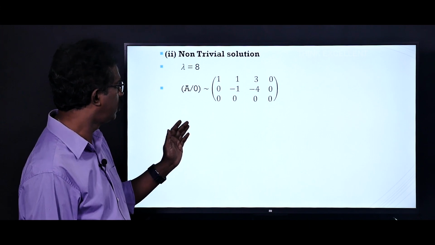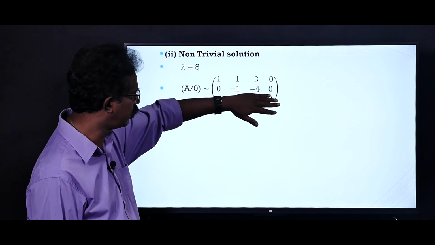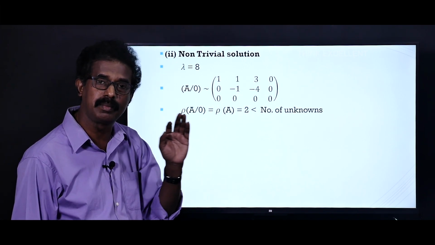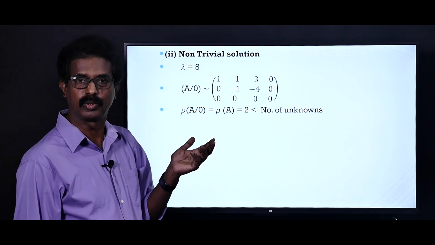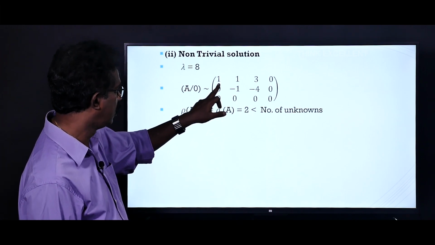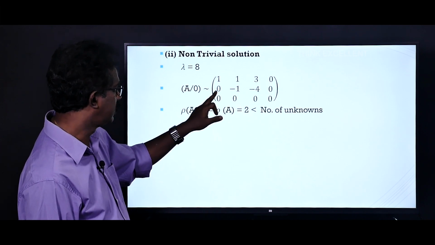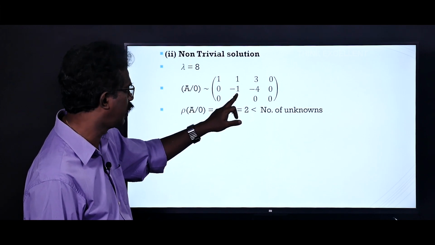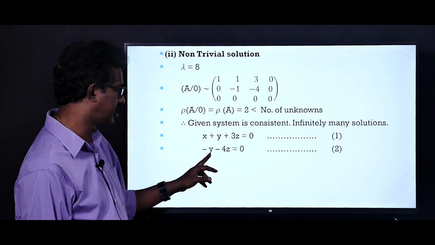0. Now you know the rank of AB is 2. Because it's fully 0. Rank of A is also 2. Both are equal but less than the number of unknowns. So the system is consistent but it has how many solutions? Infinitely many solutions. So you can write the corresponding equation. Can you tell me what is the first equation? X plus Y plus 3z equal to 0. Second one, 0x, leave it. Minus y, because minus 1y, minus y, minus 4z equal to 0. That's all right.